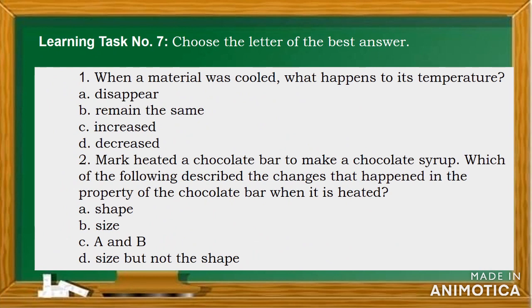Learning task number 7. Choose the letter of the best answer. Number 1. When a material was cooled, what happened to its temperature? A. Disappear. B. Remain the same. C. Increase. D. Decrease. Okay, the correct answer is decrease. For number 2, Mark heated a chocolate bar to make a chocolate syrup. Which of the following describes the changes that happened in the property of the chocolate bar when it is heated? A. Shape. B. Size. C. A and B. D. Size but not the shape. So choose the best answer.